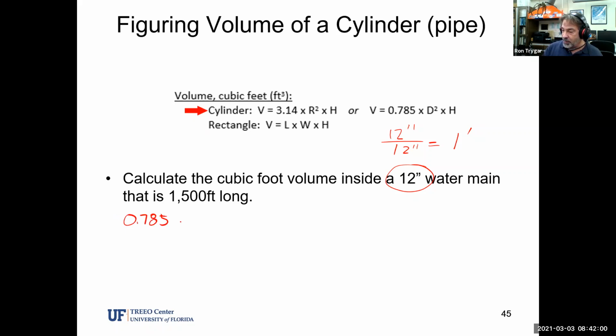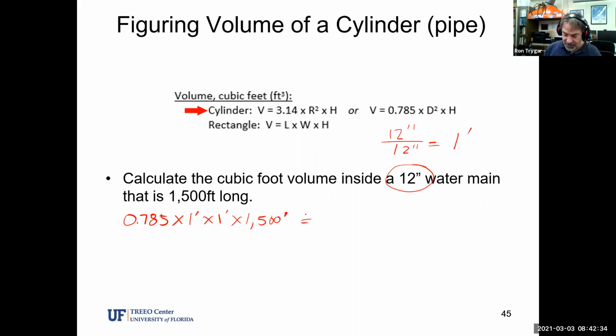0.785 times 1 foot multiplied by 1 foot, and then multiplied by the length, which is 1,500 feet. Now remember, length in this case is because the pipe's in the ground. It would be equivalent if the pipe was standing upright, like a storage tank standing upright. We call it a standpipe if it was 1,500 feet high. So length is equivalent to the height in this case. So 1,500 is the total linear distance. So what would that number be then?